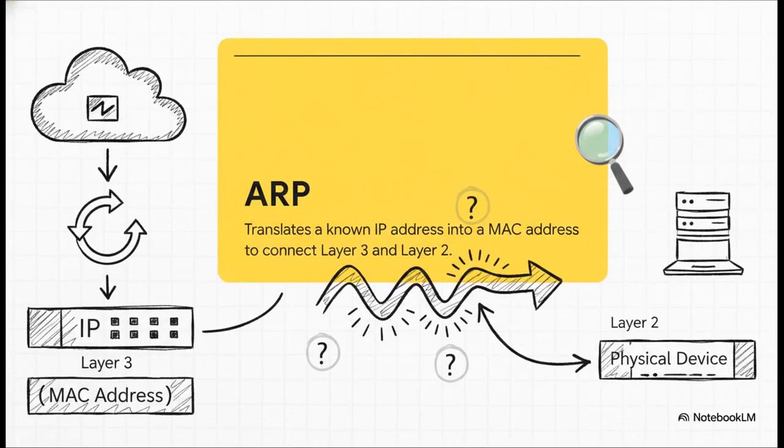Before we leave the protocols, we absolutely have to mention ARP, the Address Resolution Protocol. Remember how we said IP addresses are for the network and MAC addresses are for the local hardware? Well, when a router needs to finally deliver the packet to the exact physical device on a local network, it knows the IP address, but it still needs the MAC address. ARP is the essential translator that broadcasts a message asking, "Hey, whoever has this IP address, please tell me your MAC address." It seamlessly bridges Layer 3 and Layer 2.